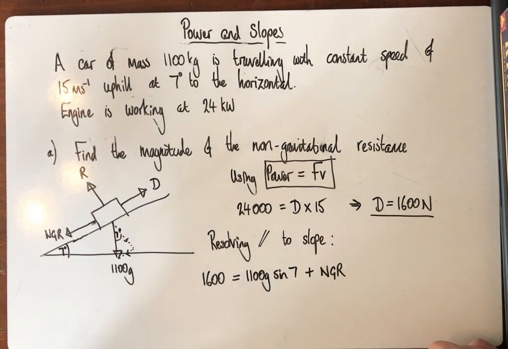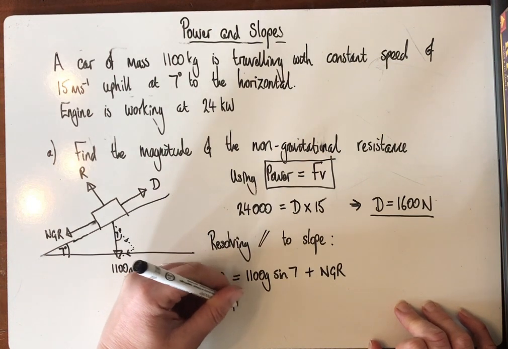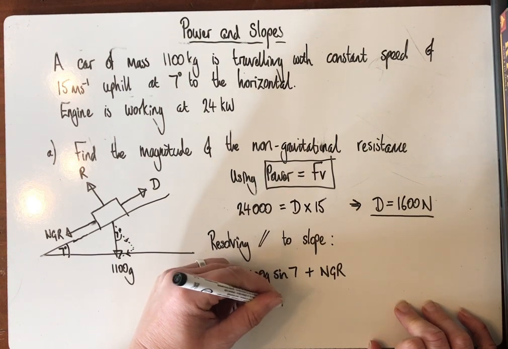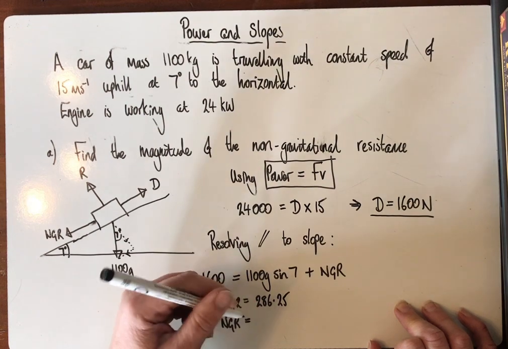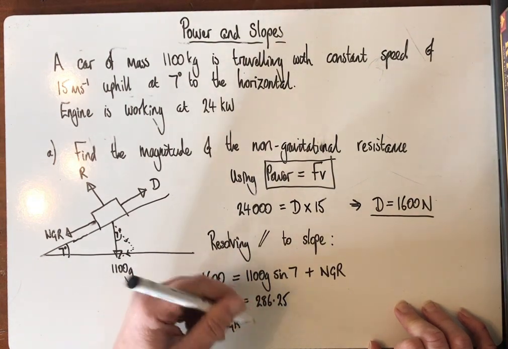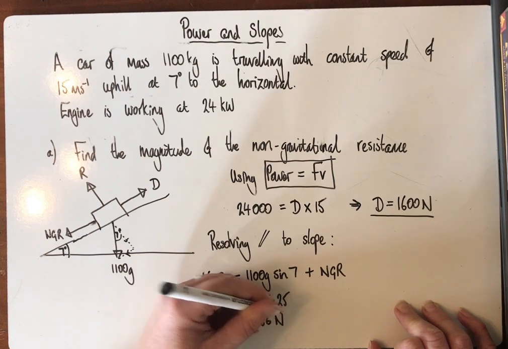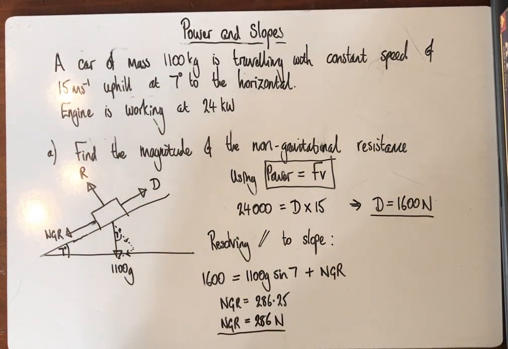And then you can pop that into a calculator from there, and you end up with 286.25. That's too accurate because we've used g, and so either 2 or 3 sig fig. So either 286 or 290 newtons. 290 is almost better, I think. Now we're going to increase the rate of work but keep the resistance the same.